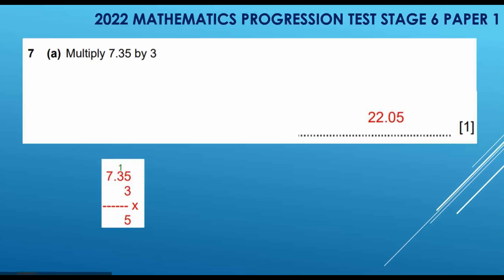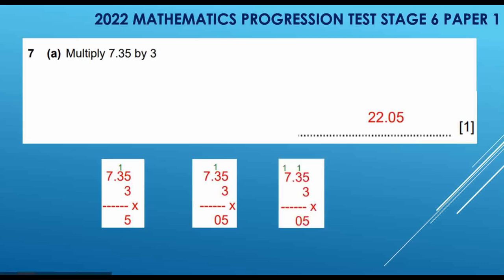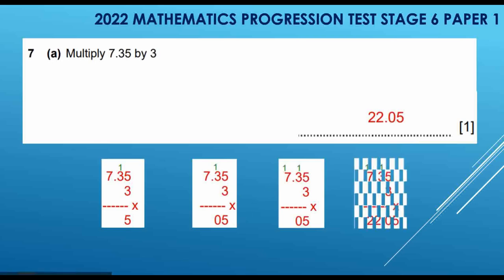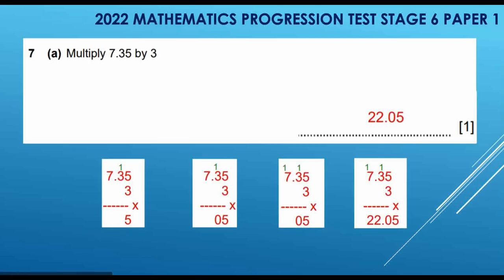First we have 3 times 5, which is 15. We put 1 at the top. Next, 3 times 3 is 9, plus 1 is 10. We keep 1 at the top of 7. Now 3 times 7 is 21, plus 1 is 22. And we put 2 decimal places in the answer, as there are 2 in the question. That's how we got the answer. Easy, right?